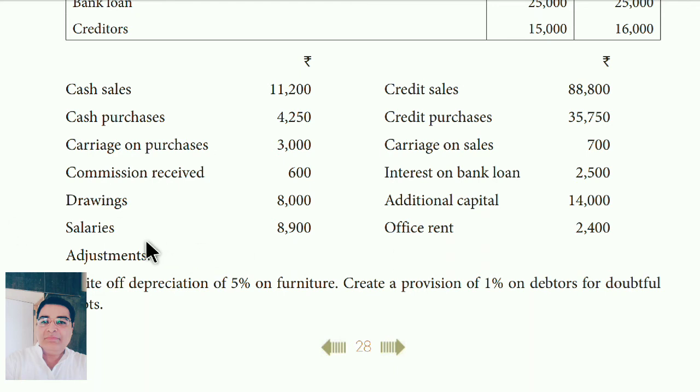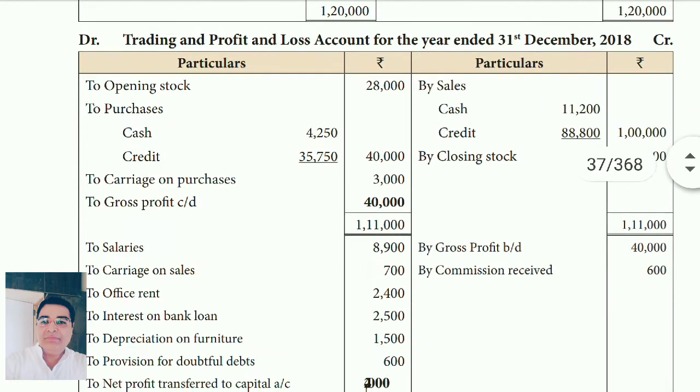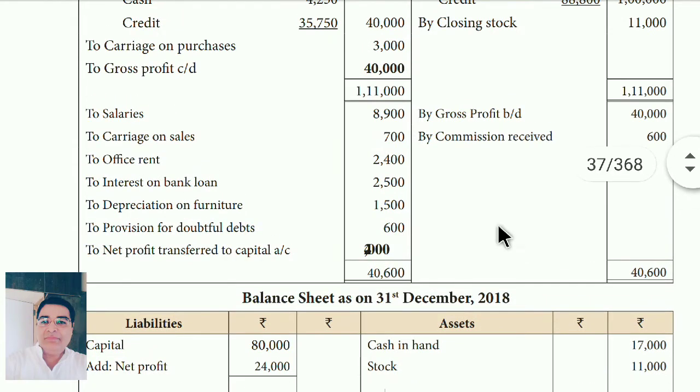Then salaries and office rent are expenses, office expenses. Both are office expenses because salary is paid to the staff members and office rent we are paying for the office. So both amounts, 8,900 and 2,400, we have to write in the profit and loss account debit side. Any expenses we have to write in the debit side. See here, salary 8,900 and office rent 2,400 we have to write in the debit side.